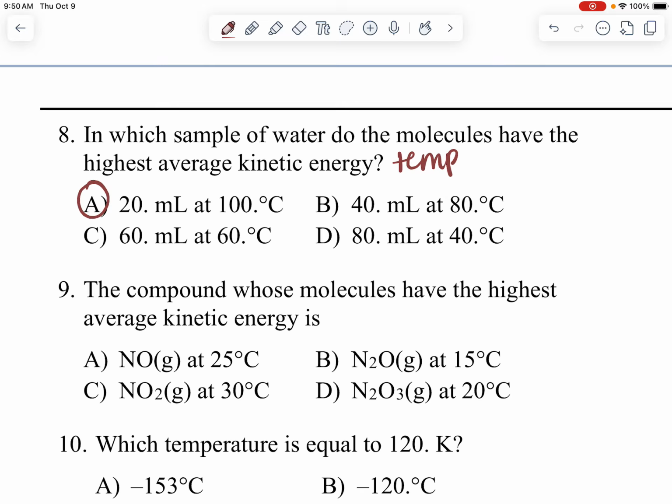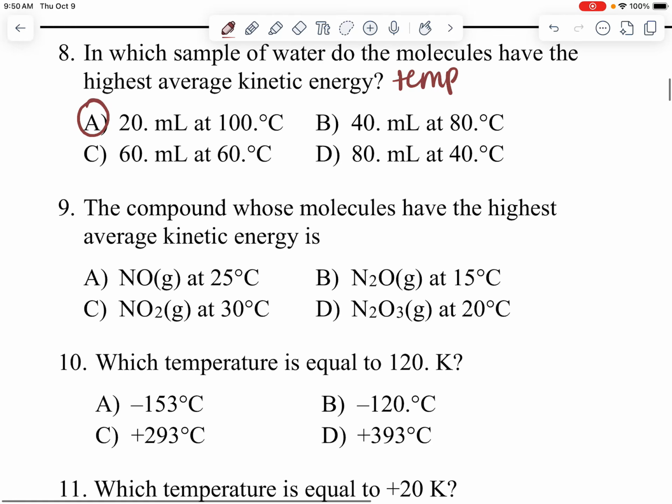Okay, once again, this is really like the same question. We're just wording it differently. Highest average kinetic energy equals highest temp. Don't worry about the phase, right? So highest temperature is going to be 30 degrees Celsius.